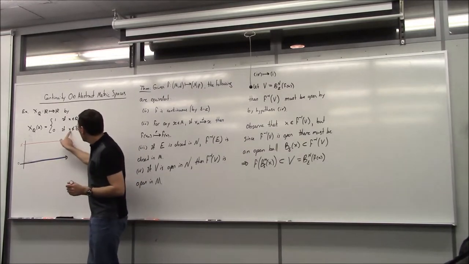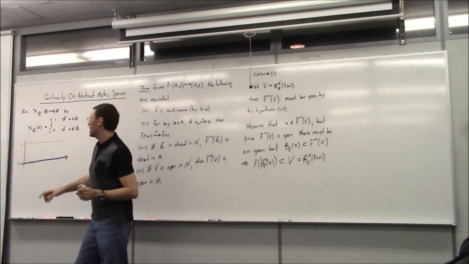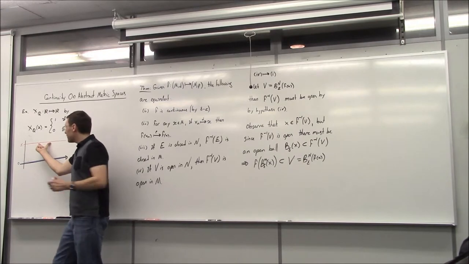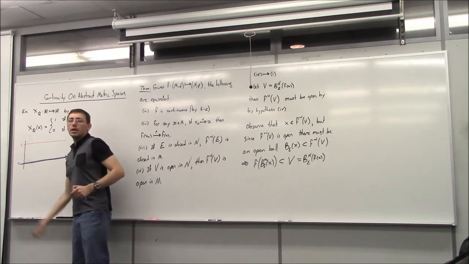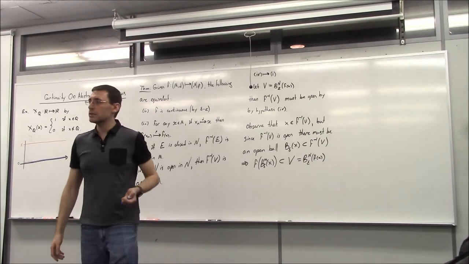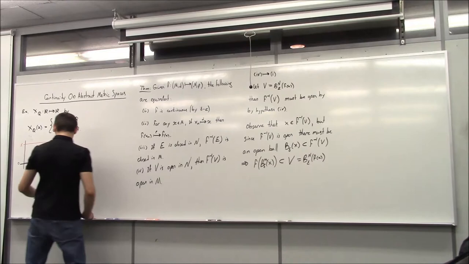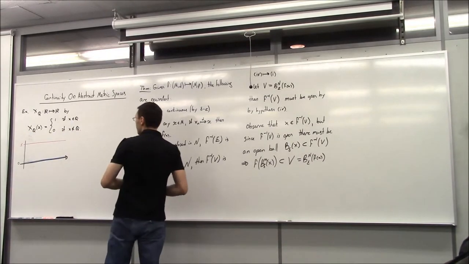What's mapped to 0? Only irrational numbers. What's mapped to 1? Only the rational numbers. In other words, the preimage of this point 1 is countable, whereas the preimage of 0 is going to be an uncountable set. Okay. So notice that this function does not appear to be continuous anywhere.